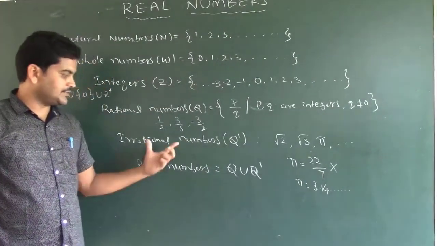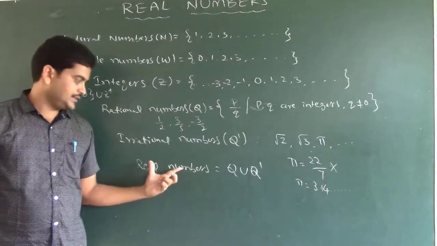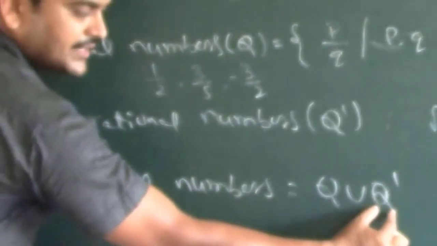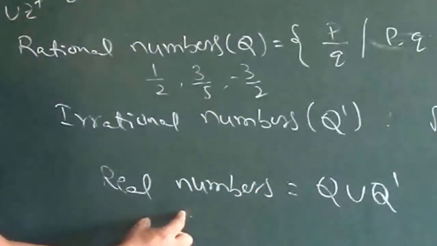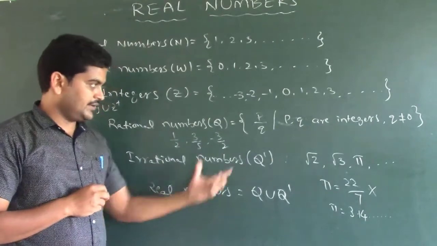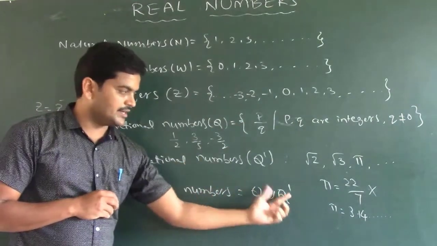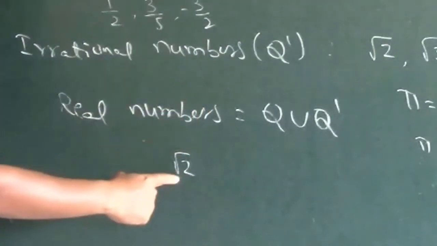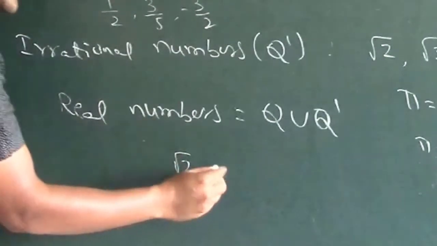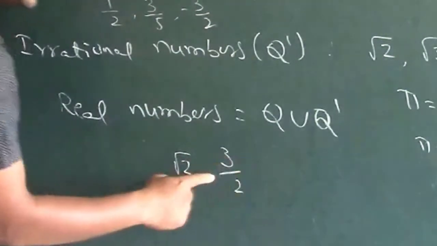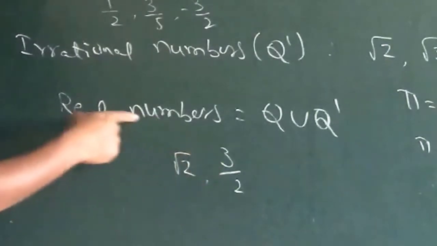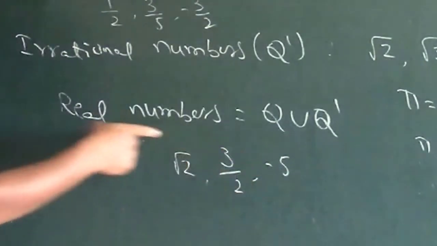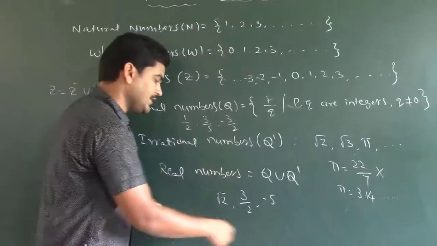Next, real numbers. The union of rational numbers and irrational numbers is called real numbers. That means in real numbers, rational numbers are present and irrational numbers are also present. For example, root 2 is an irrational number, so root 2 is also a real number. 3 by 2 is a rational number, so 3 by 2 is also a real number. Minus 5 is an integer, so minus 5 is also a real number. So these are all real numbers.